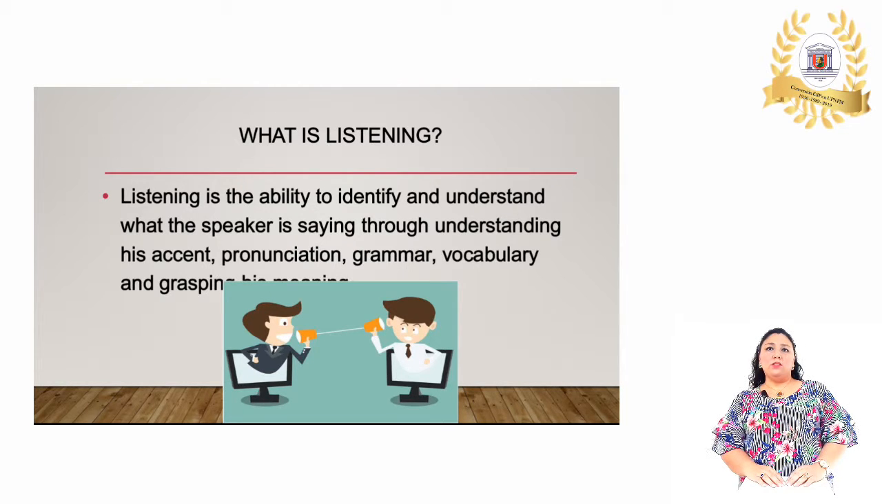First, we have to know the difference between hearing and listening. Hearing occurs when your ears pick up sound waves being transmitted by a speaker. Listening involves making sense out of what is being transmitted. So listening is the ability to identify and understand what the speaker is saying, to understand his accent, vocabulary, grammar, pronunciation, and grasp his meaning.